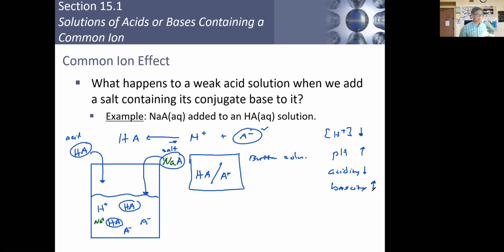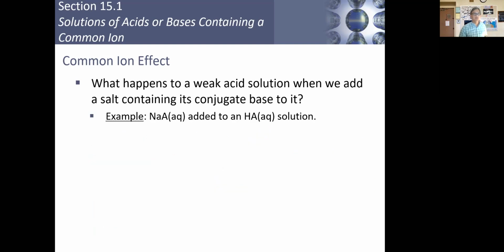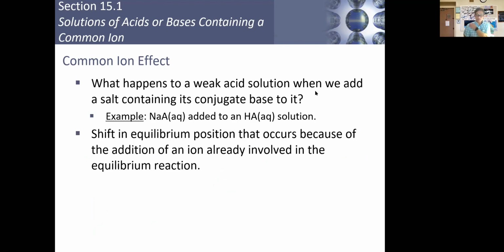Okay, so with the common ion effect, let me go ahead and save this really quickly here for you. What we see happening is that we will affect the equilibrium of the acid itself. And that's the first thing we're going to notice in this. Let me go ahead and advance this here. It's going to shift the equilibrium position because you're introducing an ion that is already part of the equilibrium. The equilibrium will change because of that common ion.